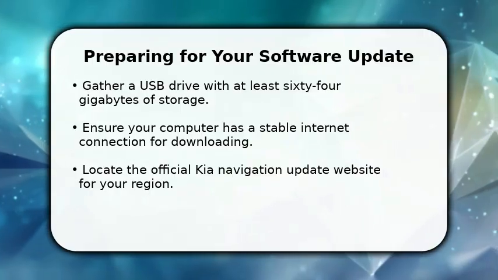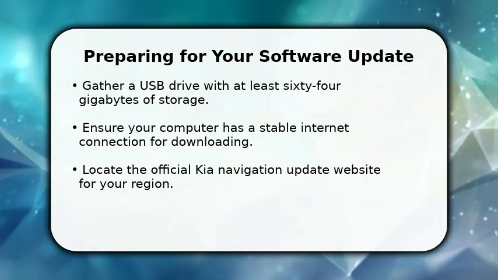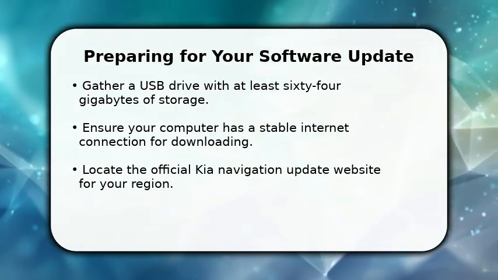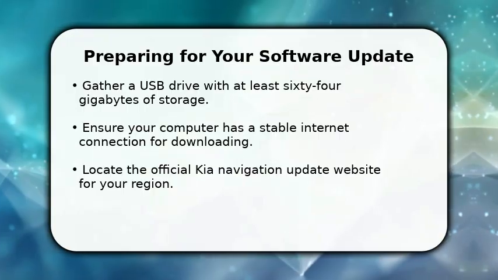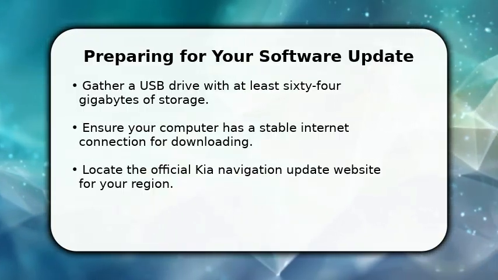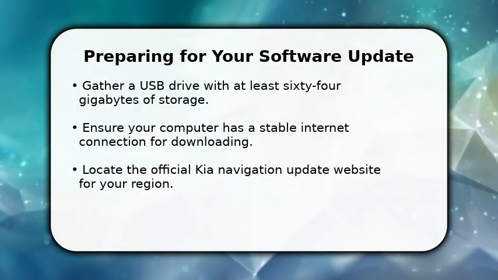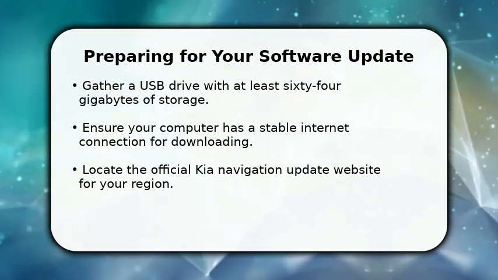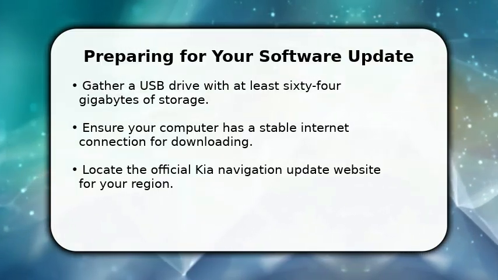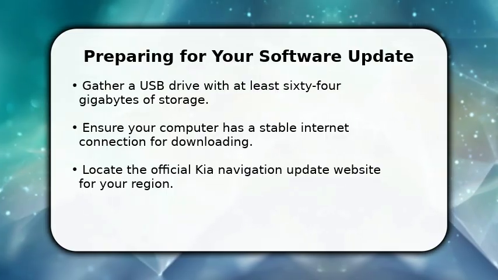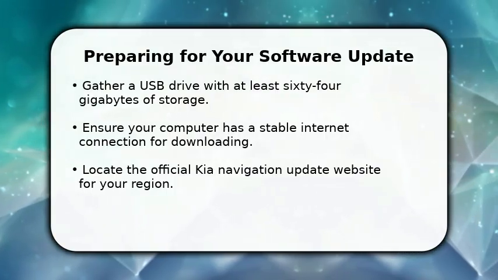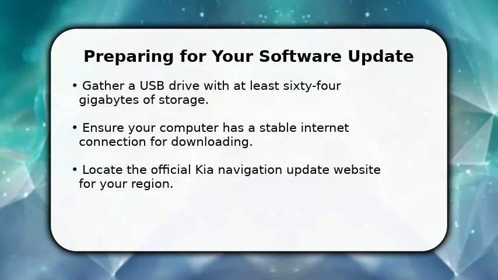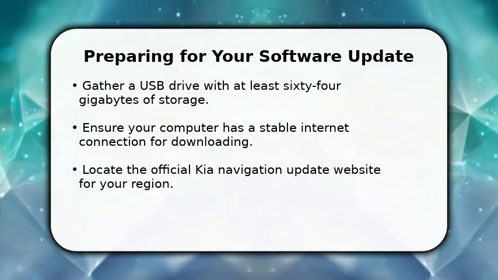In this video, I will explain how to update Kia Niro software. First, gather a USB drive with at least 64 gigabytes of storage capacity. Next, ensure your computer has a stable internet connection. You will also need to locate the official Kia Navigation Update website for your specific region. Finally, confirm your vehicle's exact model to ensure you download the correct software version for a smooth update process.